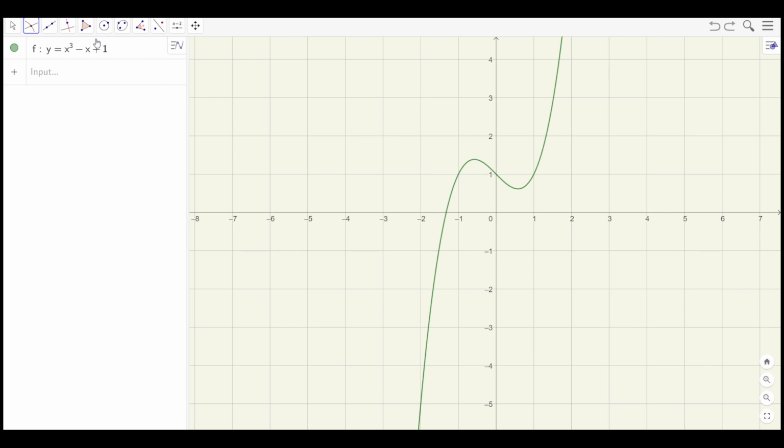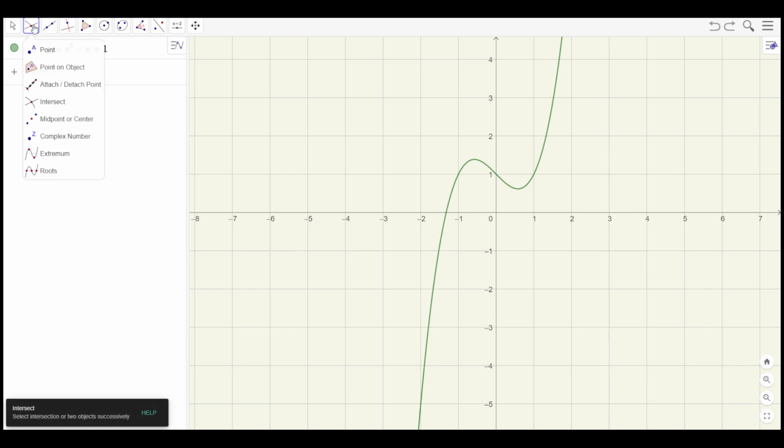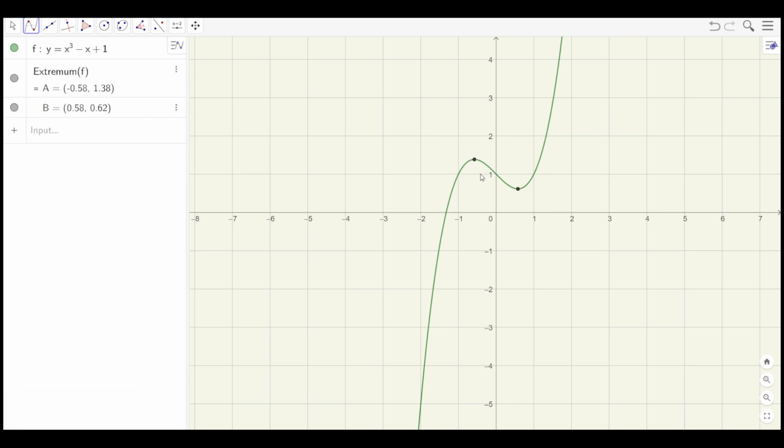Yes. There are some features on GeoGebra that you can use for these. It's extreme values. Let us just do that for this graph. This will give you these points. And this 0.58 is 1 over square root of 3, and minus 0.58 is minus that. So it means that before this point, the graph is increasing. After that point, the graph is increasing, but between these two points, the graph is decreasing. So that is by calculation.